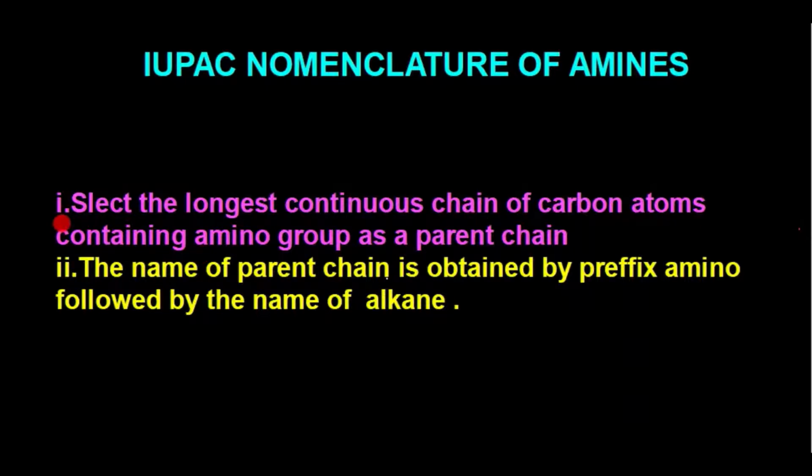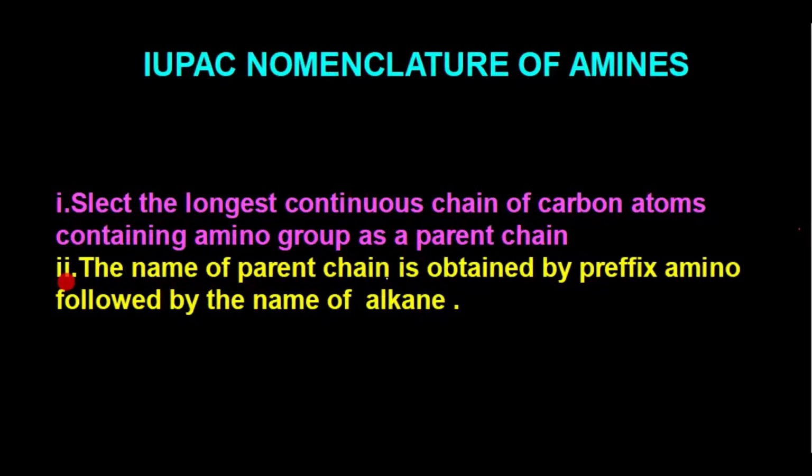The first rule is to select the longest continuous chain of carbon atoms containing the amino group as the parent chain. It means first of all we will find the parent chain, and the parent chain must contain the amino group, which is the functional group. What is a parent chain? It must be the longest and continuous chain of carbon atoms. It must have the amino group. So this is the first rule.